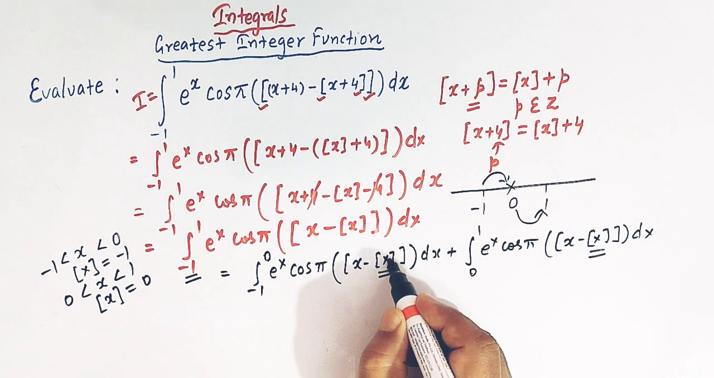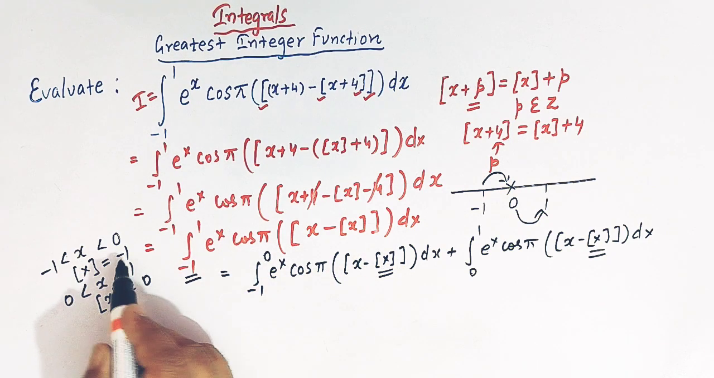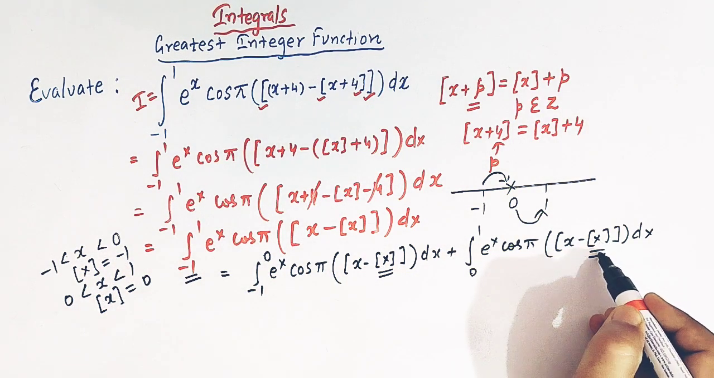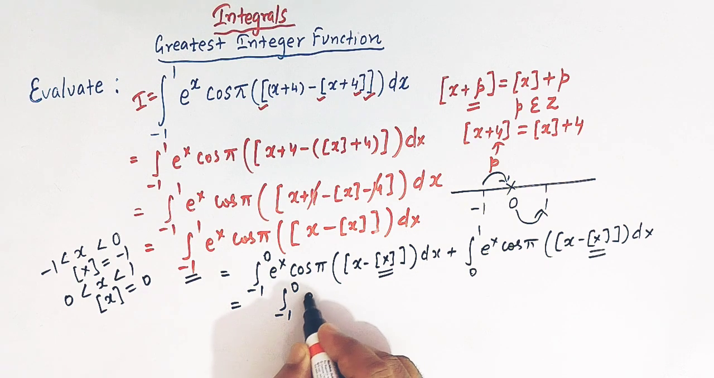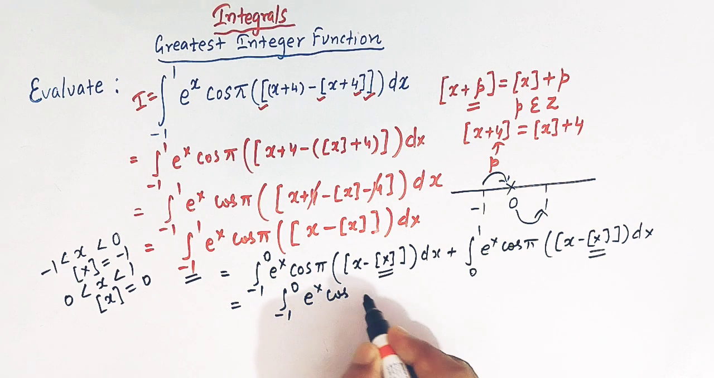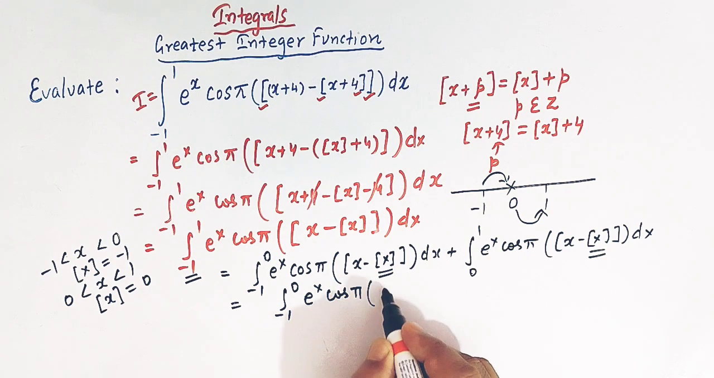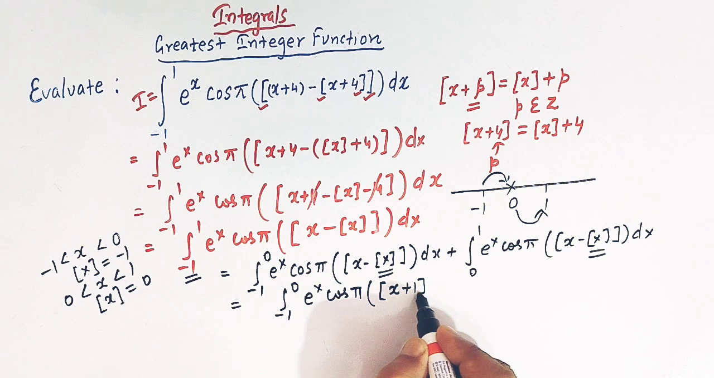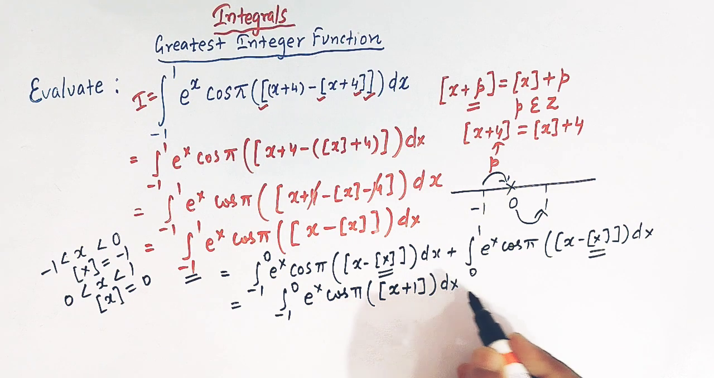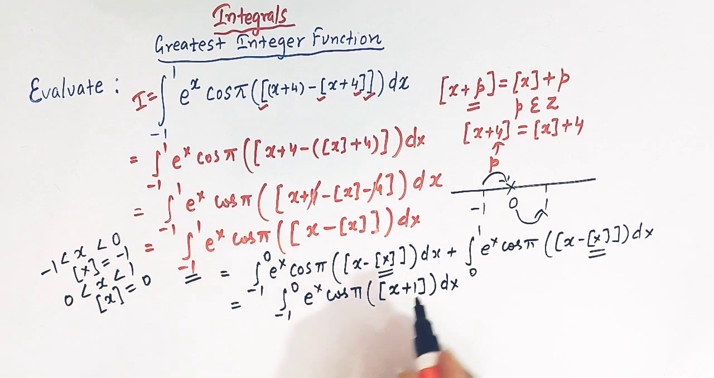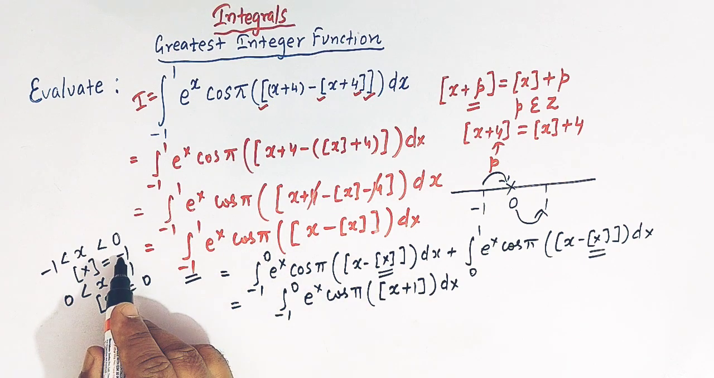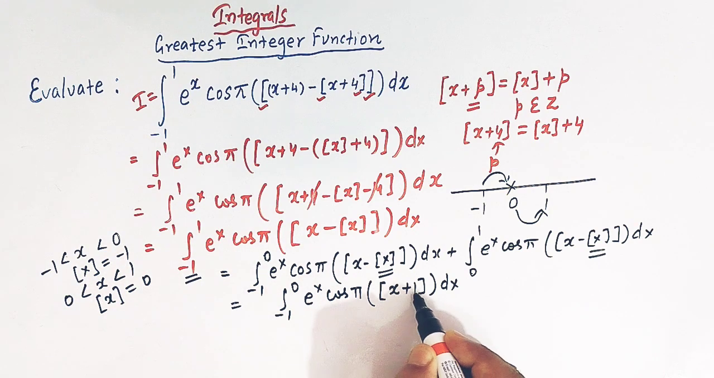So now here we'll take greatest integer of x as -1, and here we'll take 0. So now the integral reduces to -1 to 0. Here we have e raised to x cos pi, and here we have greatest integer of x plus 1, right? So here we have to be careful, because here greatest integer of x is -1, so minus and this minus becomes plus, so we have plus 1.